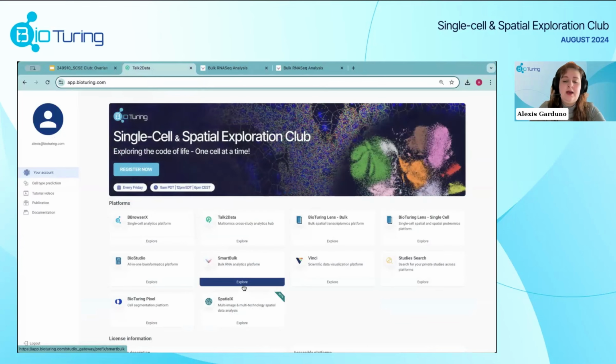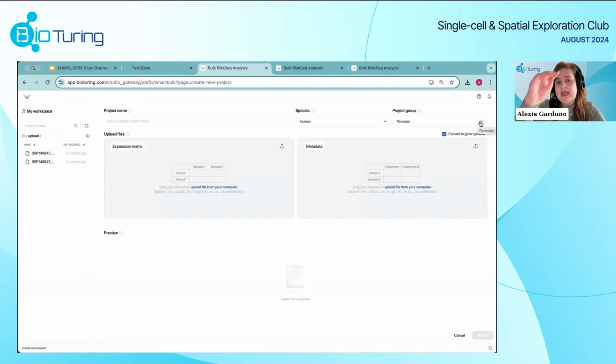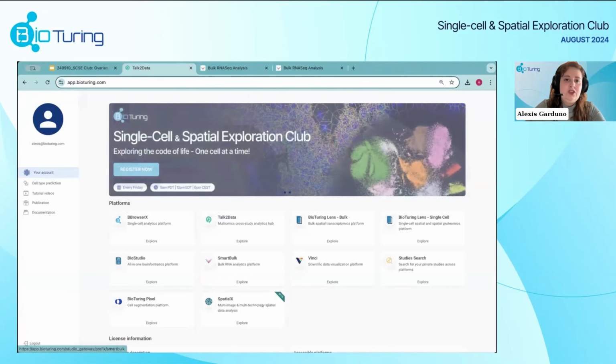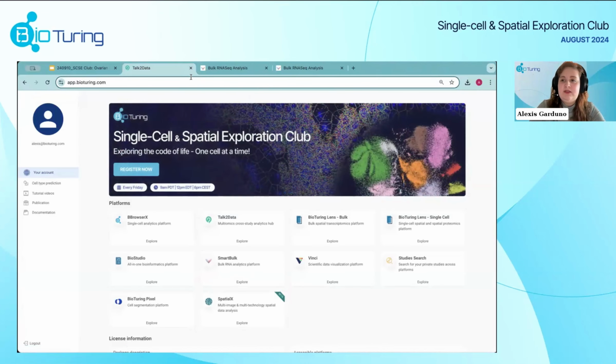This is where you would be able to select what species you're working on, as well as create a new project. This could be a public data set you would be uploading or your own internal data. These would be the files that the system would require for the analysis. And this platform is within the Biotrain ecosystem, if anyone in the audience is new to Biotrain and is just trying to get an idea of where to access this analysis.